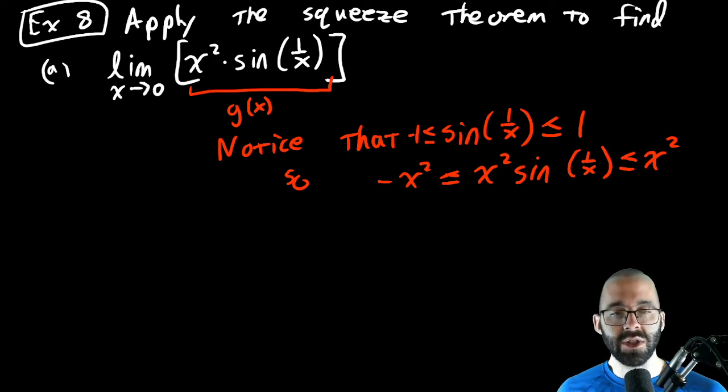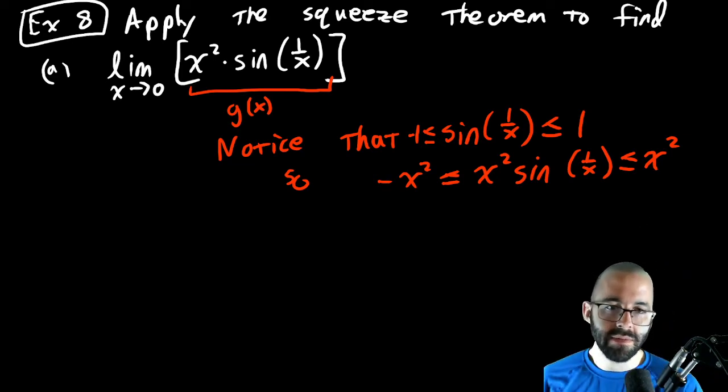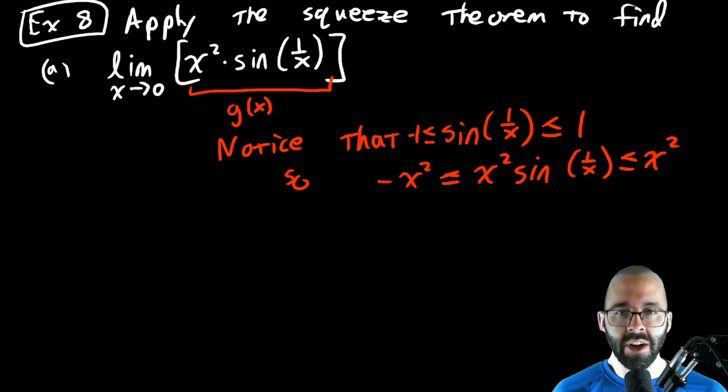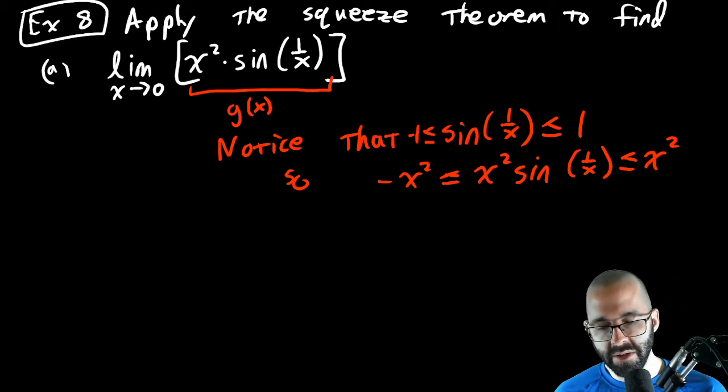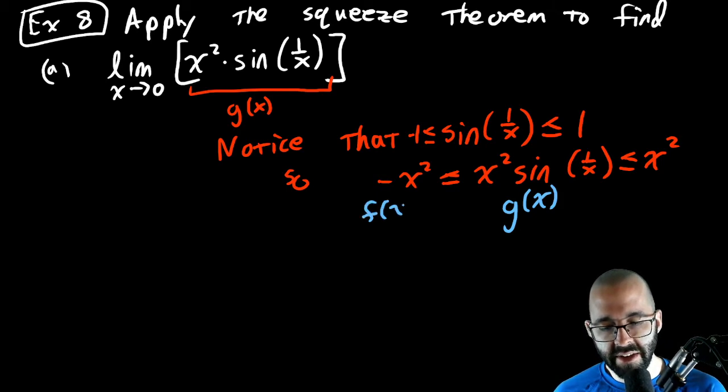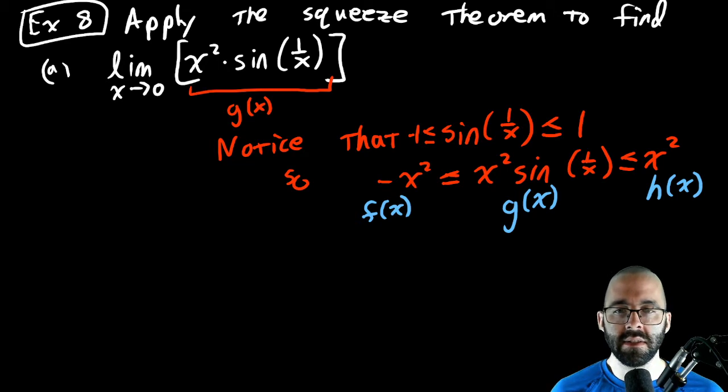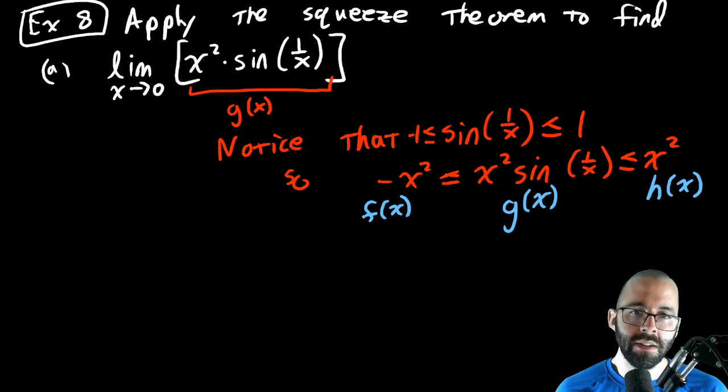We have sandwiched this function g of x that we care about between two other functions. So we'll call this g of x, call this f of x, and we'll call this h of x. A lot of the times that we use the squeeze theorem is for trig. And for sine and cosine, you're always going to bound sine and cosine by 1 and -1. Okay?